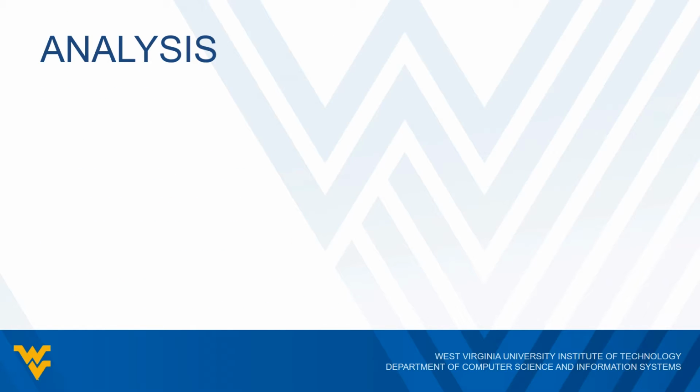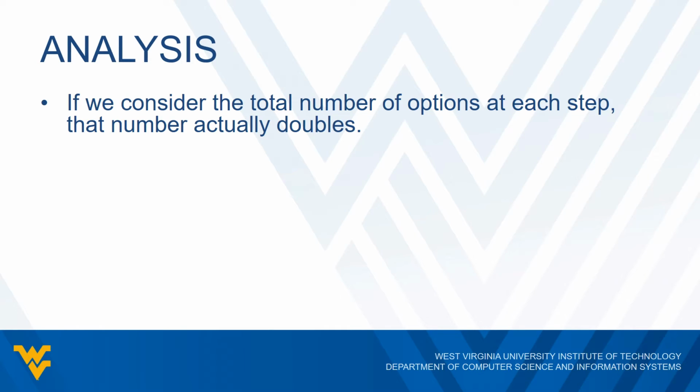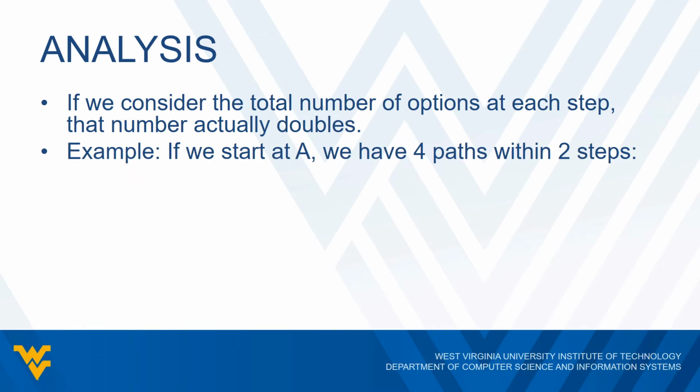Let's now consider the total number of options at each step. Every time we take one step towards a city, the grand total number of possible options actually doubles. And you might think, wait, what do you mean by that? Let me give you an example. So let's say we start at A. Within 2 steps, we have 4 possible paths. Remember, we said earlier that if we start at A, we can either go to B or C, so that we have 2 options within 1 step. Now, within 2 steps, we have 4 possible paths that we can travel.